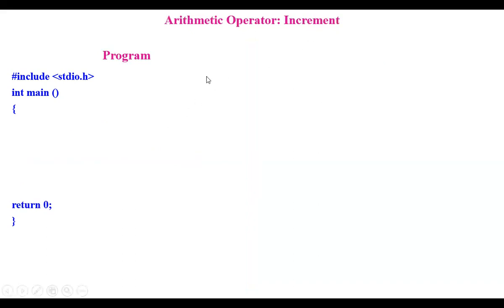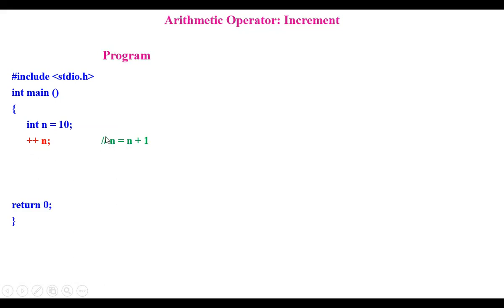Increment operator. Next we are going to see the increment operator. Increment means addition of 1. Addition of 1 is called increment, right? So I have taken an integer, n is equal to 10. The increment operator is indicated like this, shown as ++n.